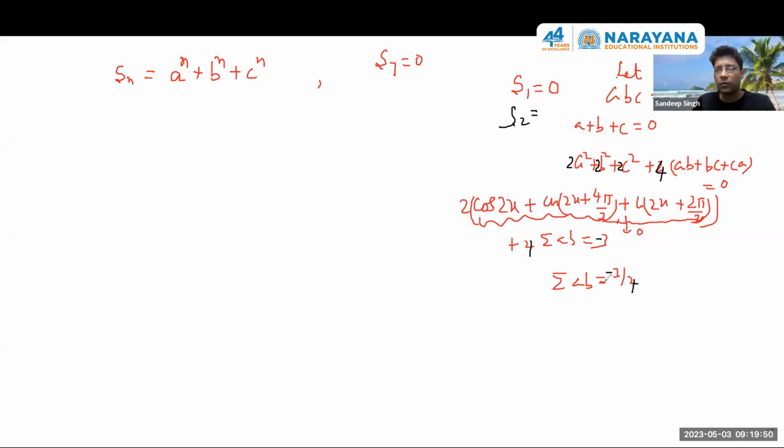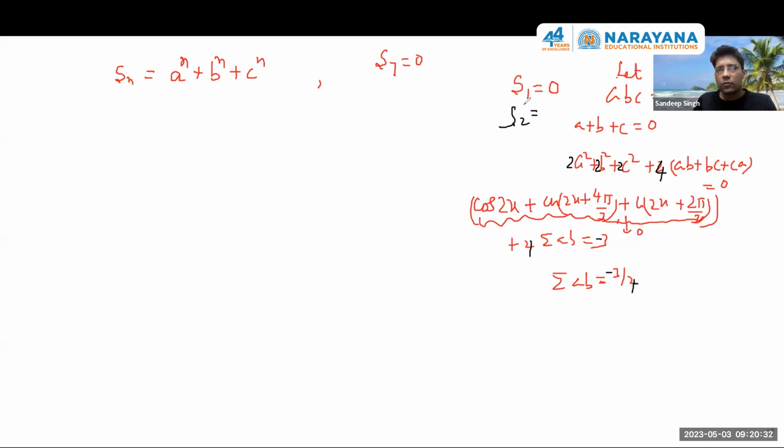Summation AB is minus 3 by 4. Please answer me. Is it correct now? Yes? The 2 should not be there, sir. Or 2 multiplied, 2 cos square, 1 plus, yeah, but that will not make any difference. This is 0. Okay, now it is correct. Summation AB is minus 3 by 4. Right? Okay, so now S2, what is the value of S2 that you have obtained?